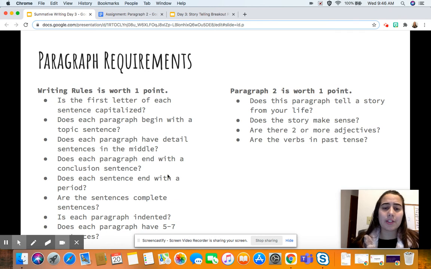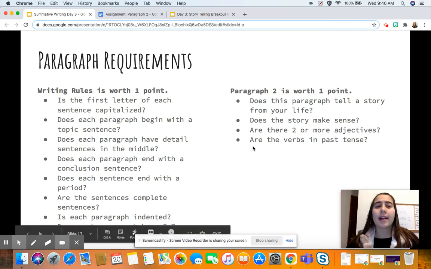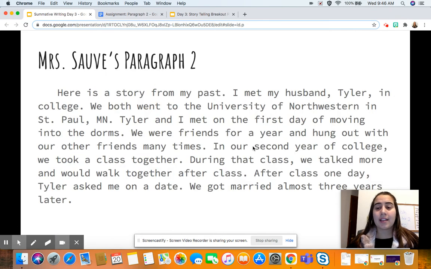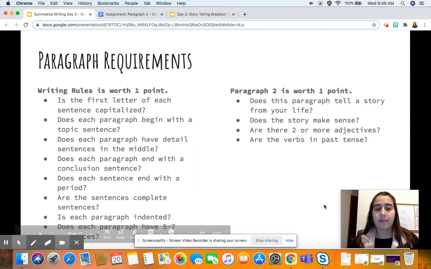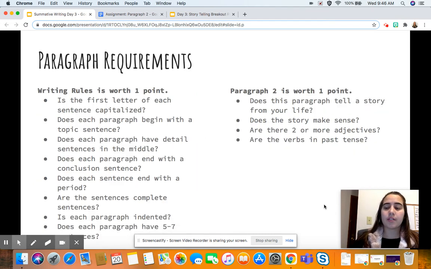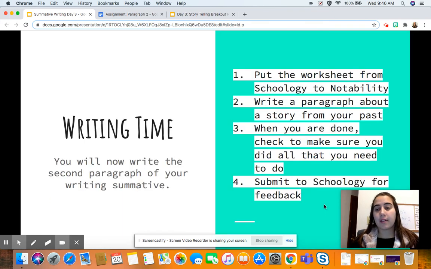So when we go through and we check the writing here, we are checking to make sure we're doing the best writing we possibly can. And if we say no to any of those questions, that's when we have to go back and edit and make changes to fix our mistakes. Okay? So that's something that you're going to do now.